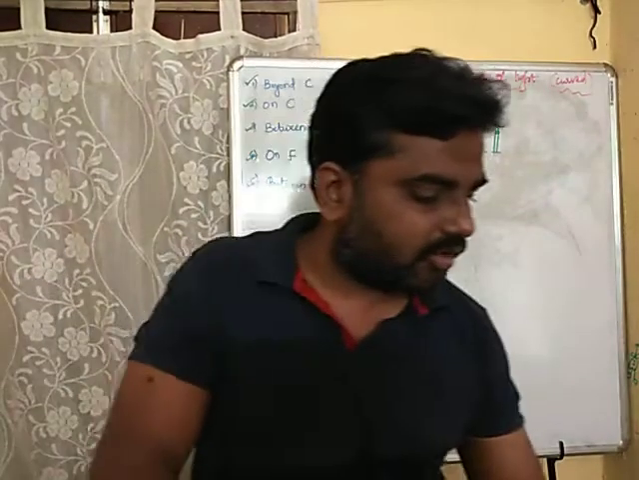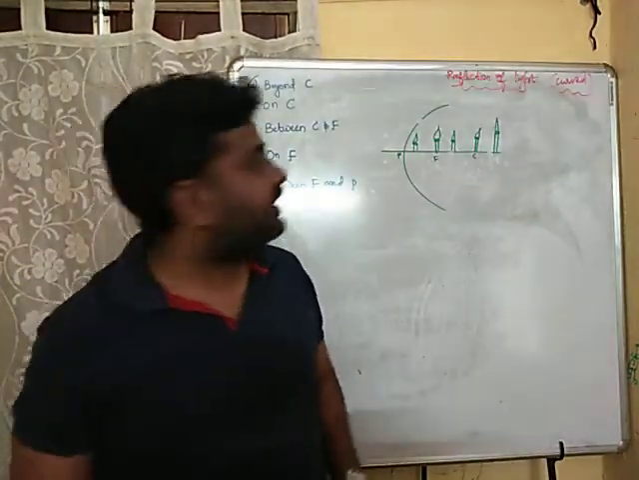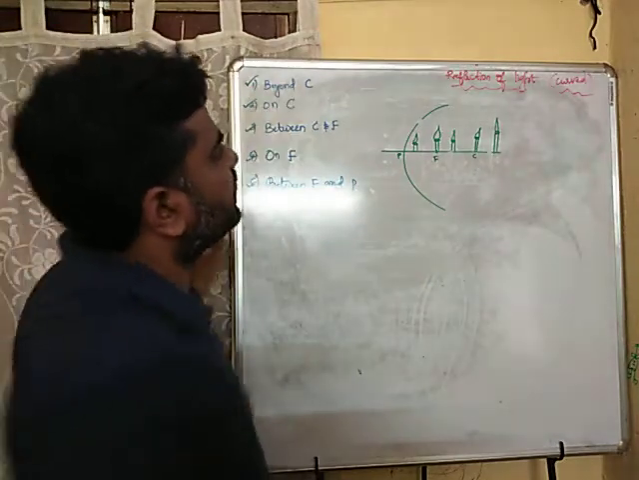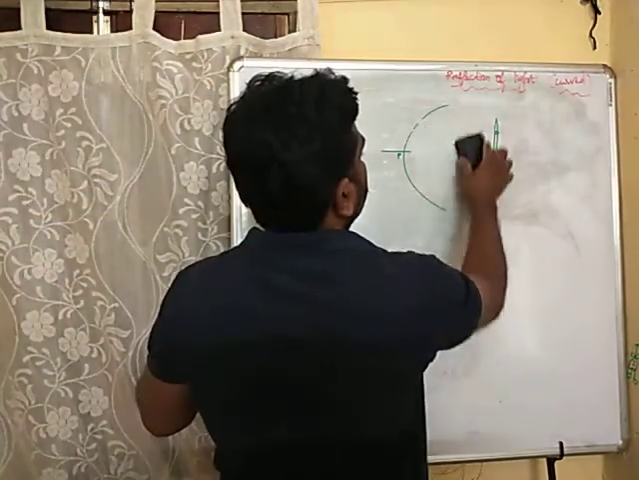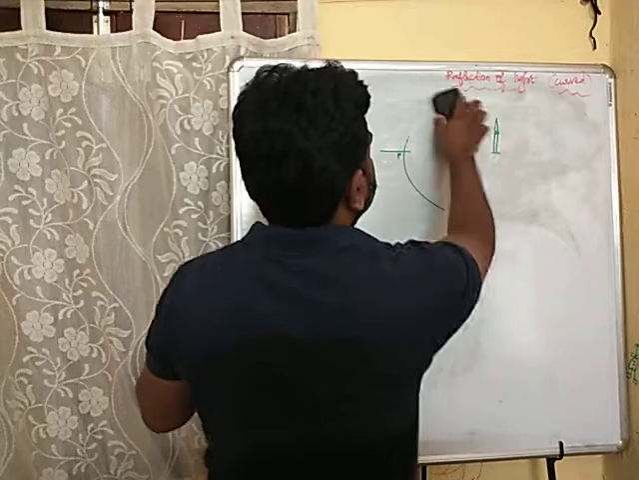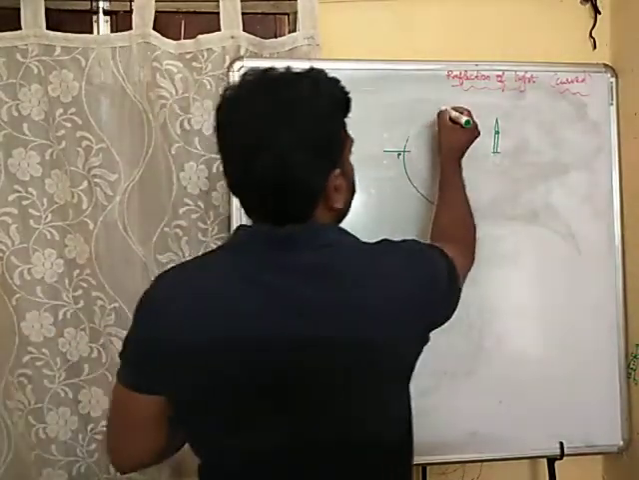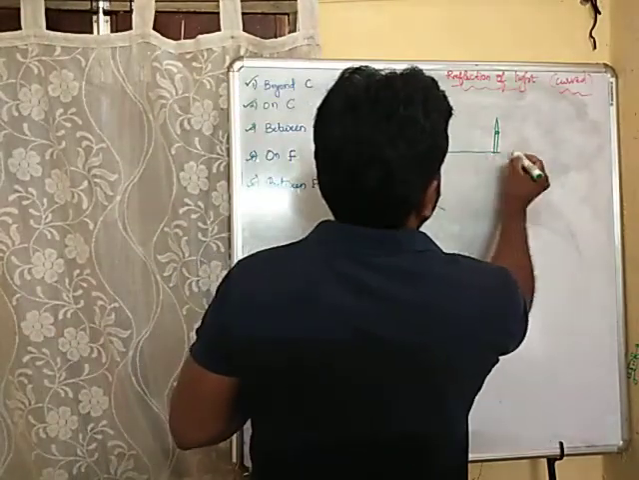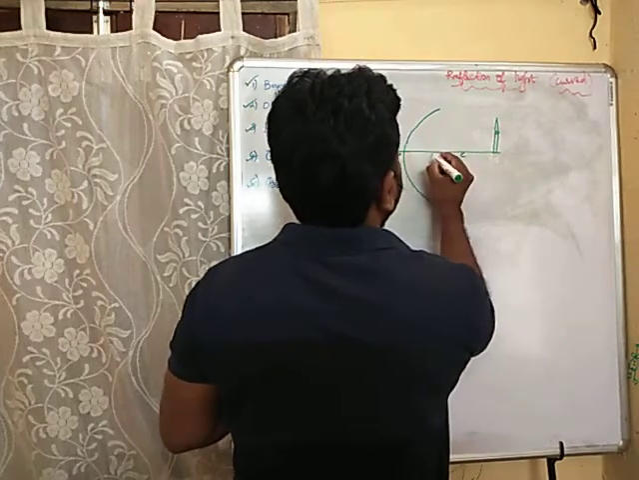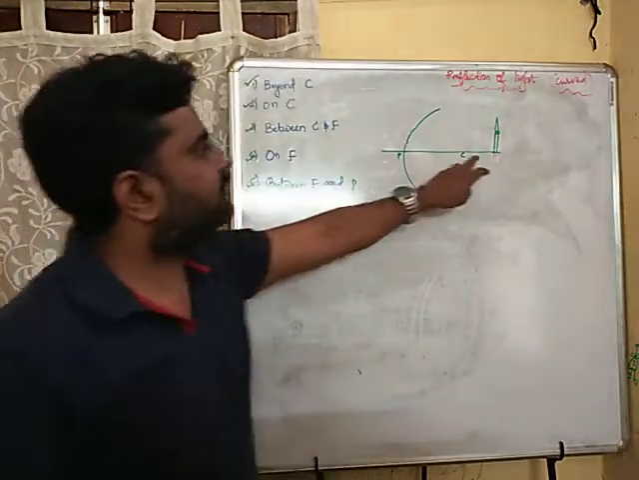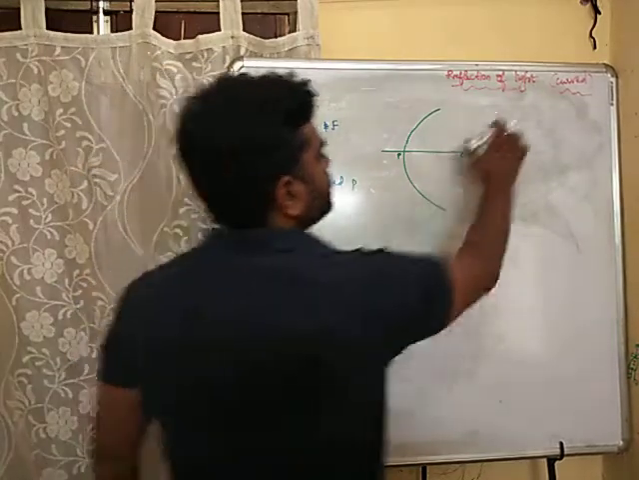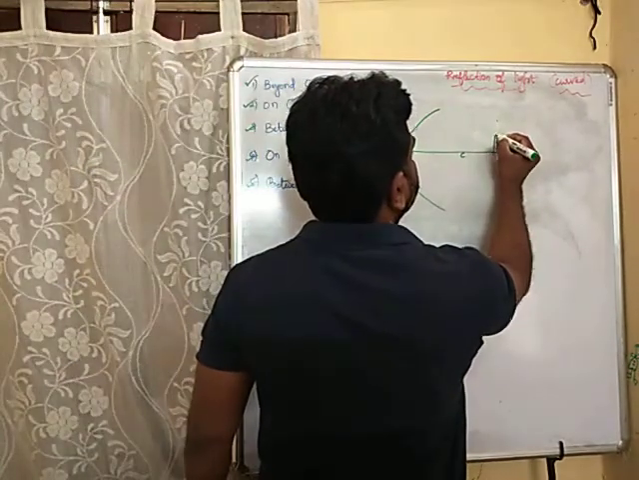So in this video I would like to give you only the first one, beyond C. Okay, beyond C. So this is C and somewhere else F. I have kept the object here. So this is beyond C.